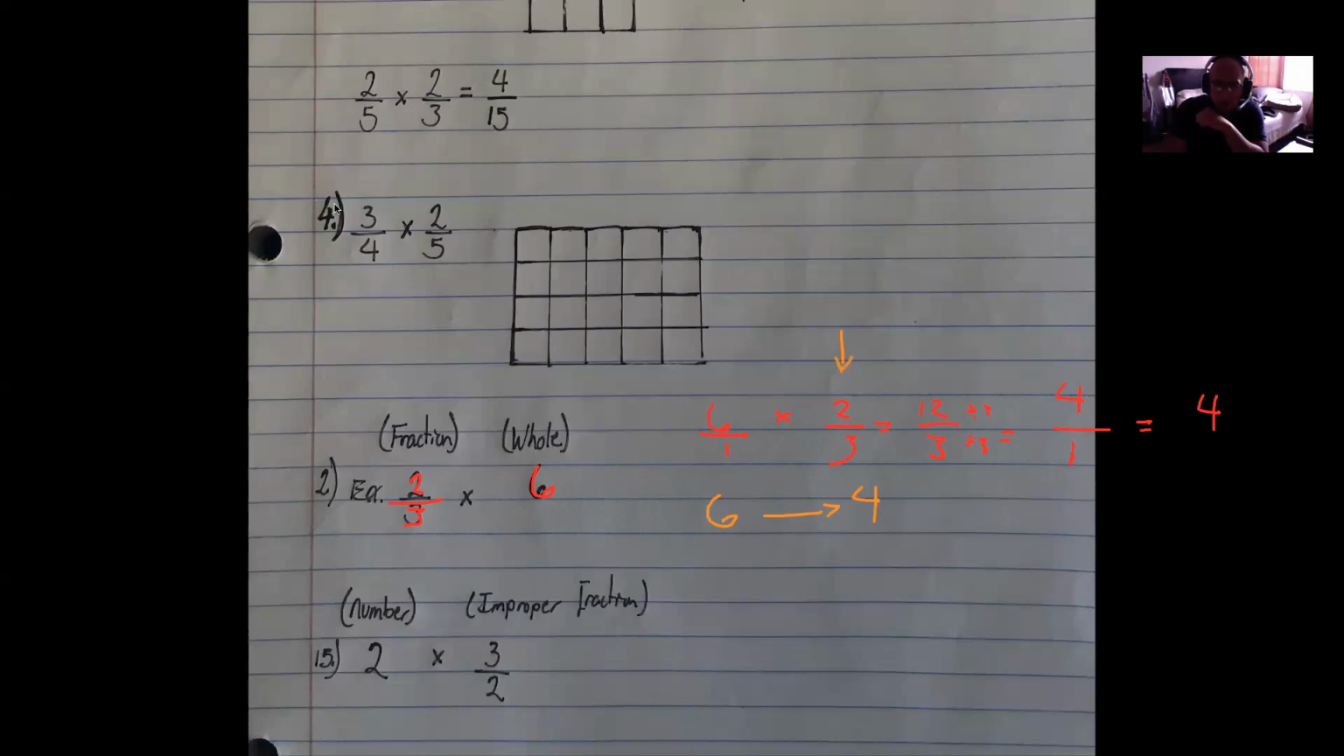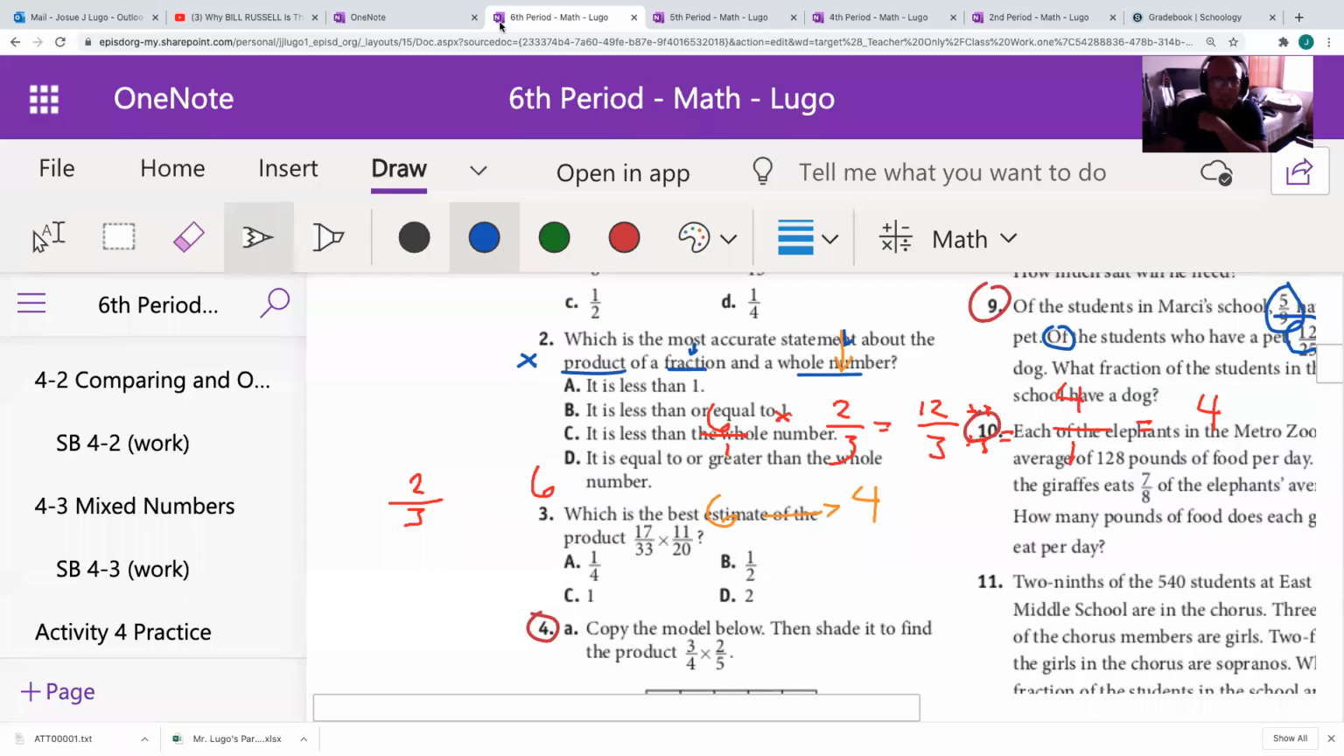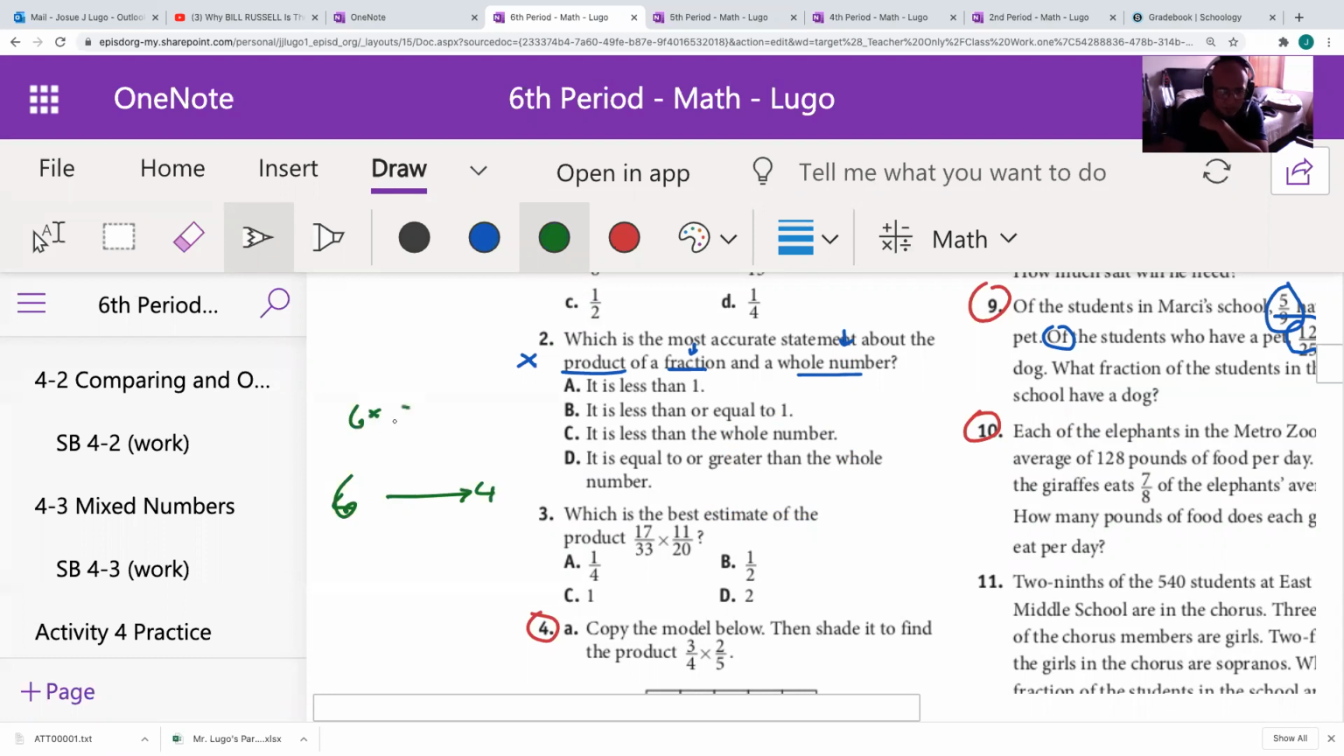Okay, so let's look at our answer choices. So with that in mind, again, we went from 6 and it became 4 when I multiplied 6 times 2/3. So when I multiplied a whole number times a proper fraction. Okay, so let's see what we have here.